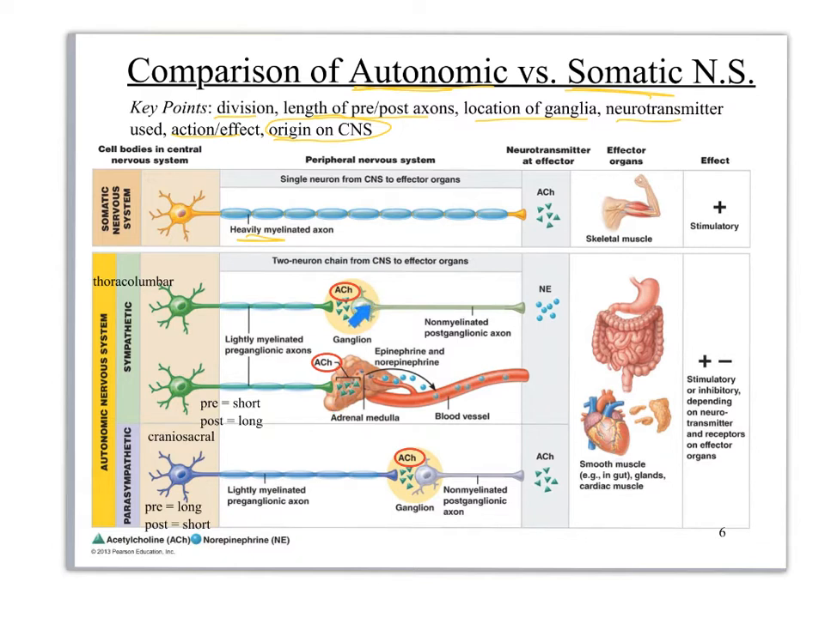Then the postganglionic neuron is going to come here. It's going to secrete norepinephrine, which can excite or inhibit depending on the target organ. With this one right here, we need sympathetic stimulation going to the adrenal gland.